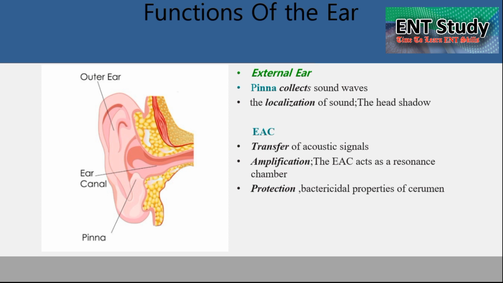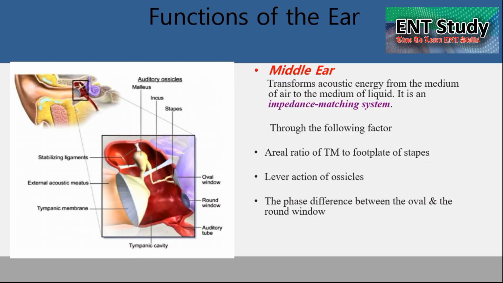The non-acoustic function is related to the structure of the external auditory canal. The outer one-third of the external auditory canal is lined by skin. It is highly innervated and vascular. It contains specialized apocrine glands which secrete cerumen, which traps small insects and dust particles, and it protects the middle ear.